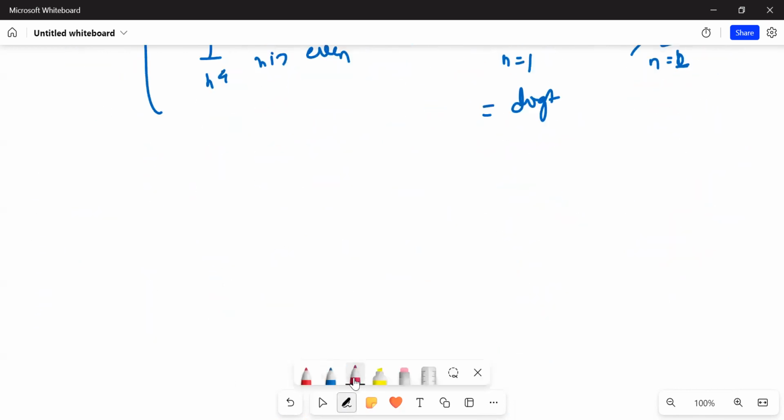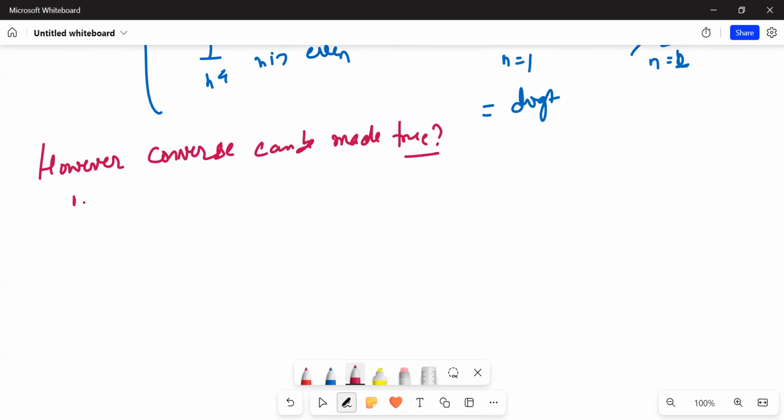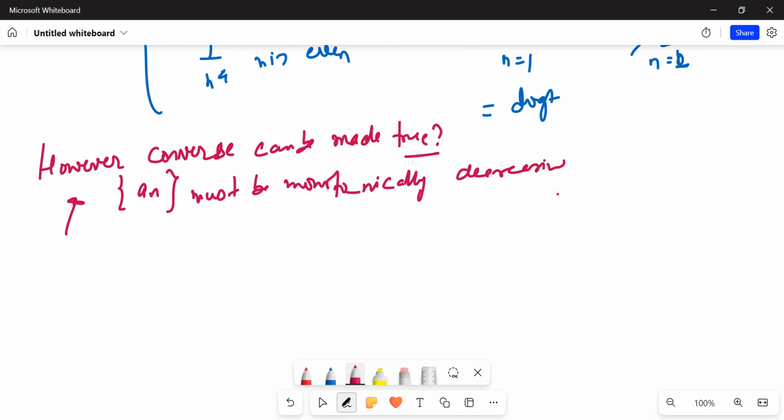However, I'm writing it here. The converse can be made true. Let us see how. So what is that extra condition? The extra condition is that a_n must be a monotonically decreasing sequence. So a_n must be a monotonically decreasing sequence. See how.